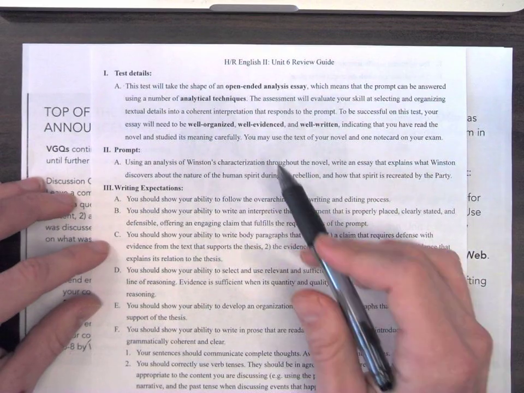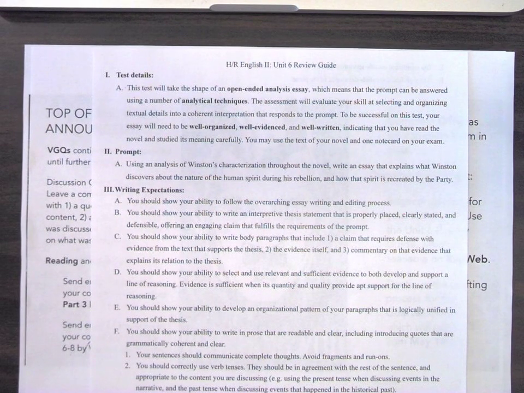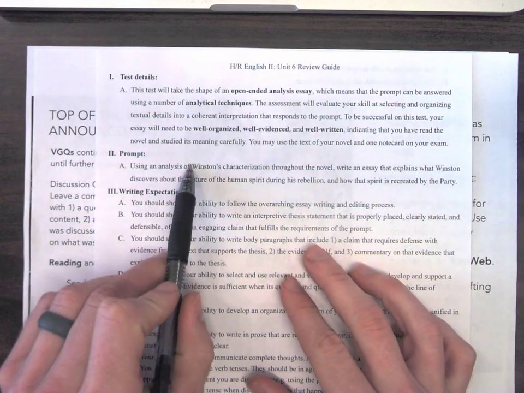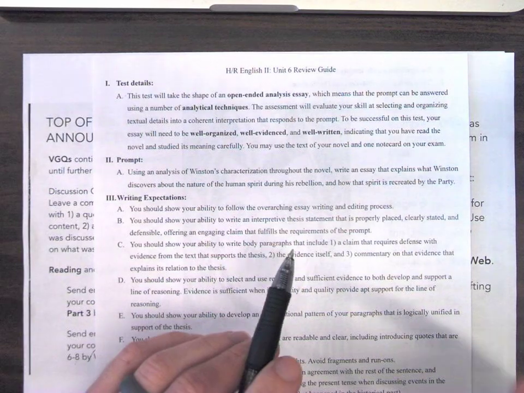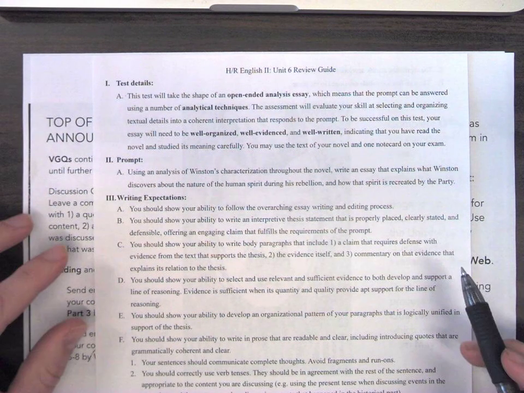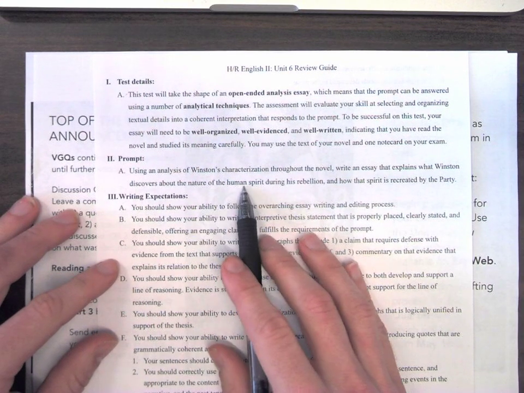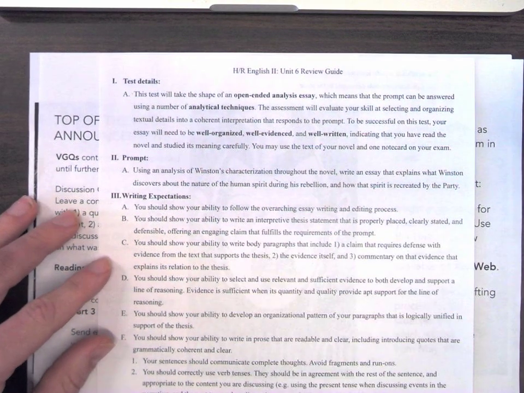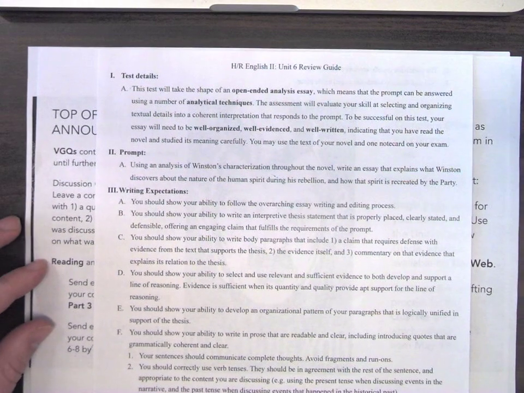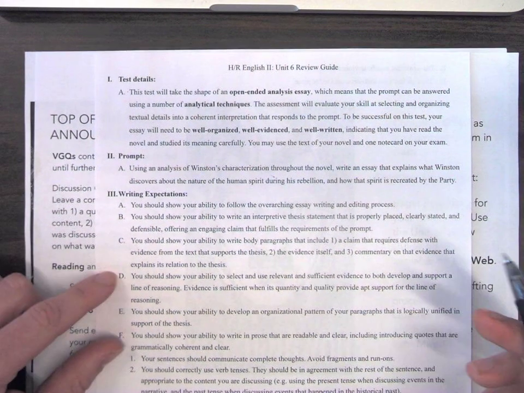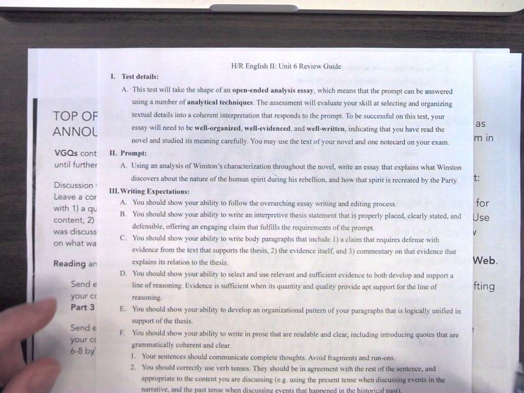The test is going to be an open-ended analysis essay, which means that you can answer the prompt in a variety of different ways with a variety of different evidences and key pieces of text. But you all need to answer one central question: using an analysis of Winston's character development, how his character develops through the course of the novel, write an essay that explains what Winston discovers about the nature of the human spirit. What does he discover about what it means to be a person, what it means to be human during his rebellion, and how is that spirit recreated by the party in Part 3?